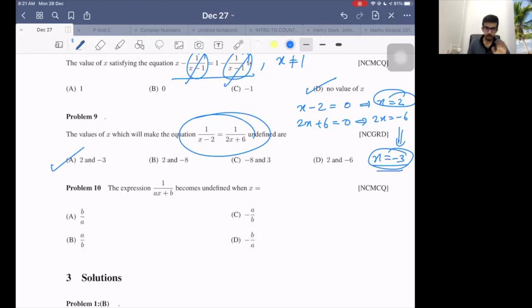Okay, cool. They're not asking about the solution to the equation. They're asking about the values of x which will make this expression undefined.